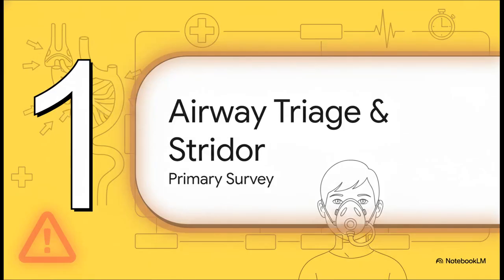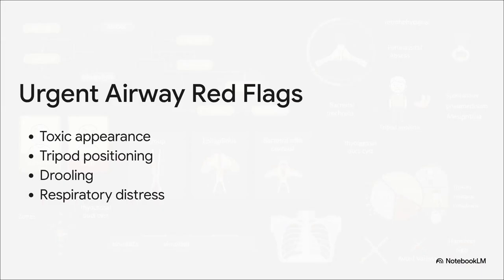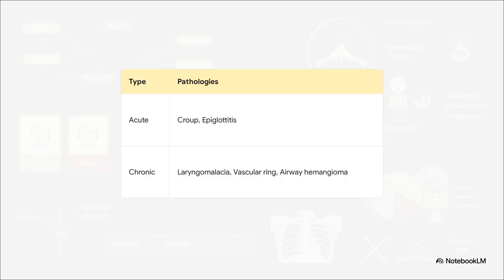Section 1, Airway Triage and Stridor, the primary survey. The absolute most crucial point is identifying red flags right from the doorway. If your patient has a toxic appearance, if they're leaning forward in that classic tripod position, if they're drooling or showing severe respiratory distress and stridor, you have to stop right there. Don't agitate them. Absolutely do not force an oral exam. You need to secure that airway with 100% oxygen, potentially using video-assisted endotracheal intubation in a highly controlled setting before you do anything else.